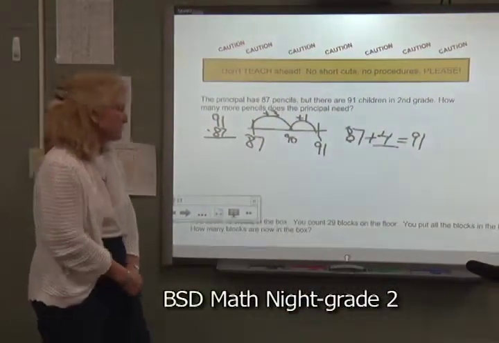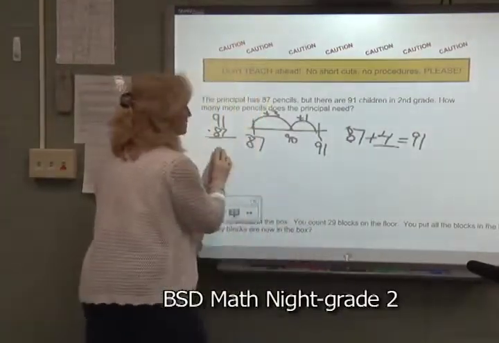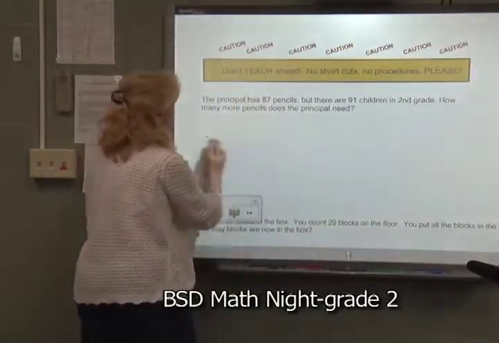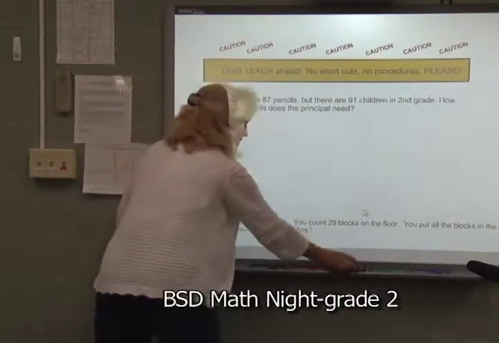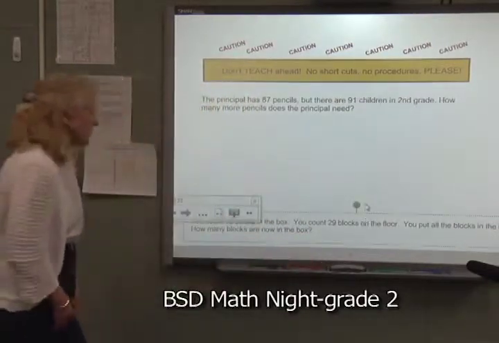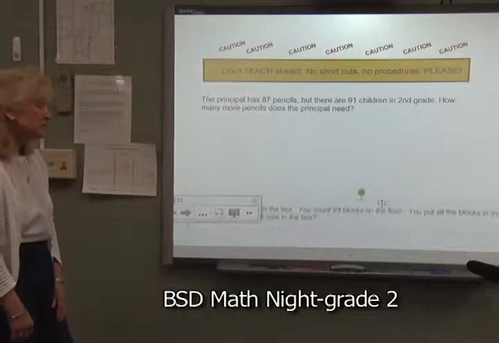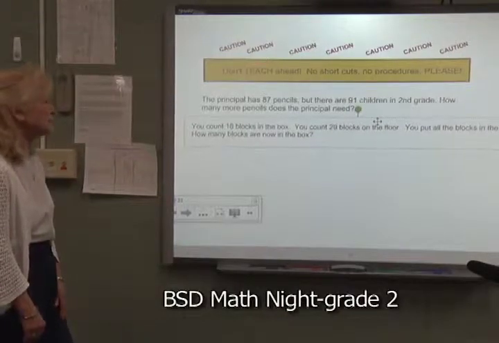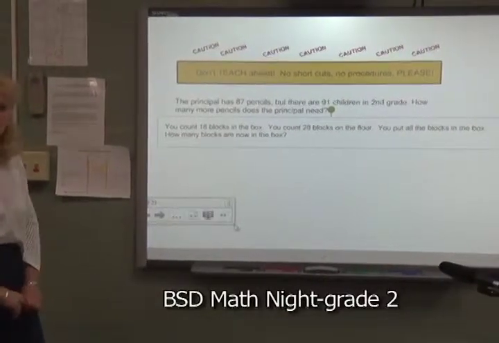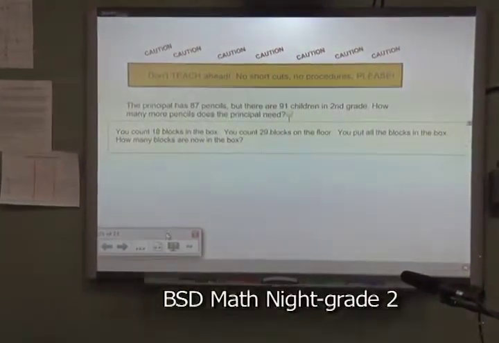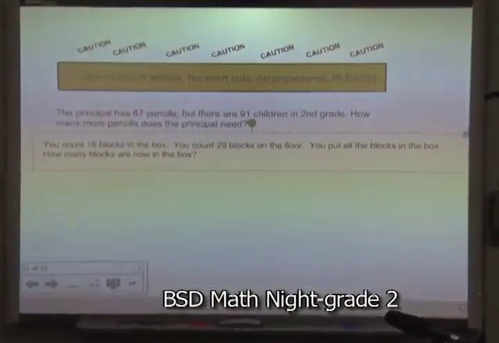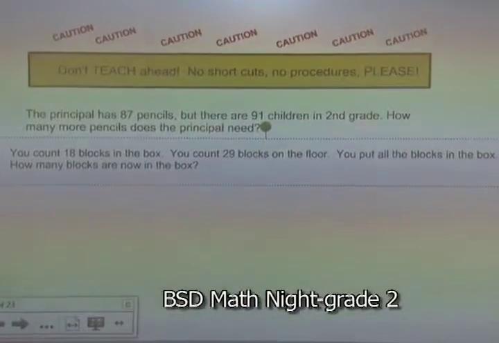Sally, we have another problem. Let's see, we need some space though. This problem, the result is unknown. You count 18 blocks in the box. You count 29 blocks on the floor. You put all the blocks in the box. How many blocks are now in the box?